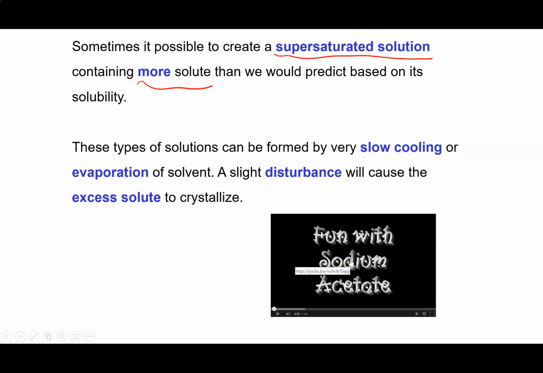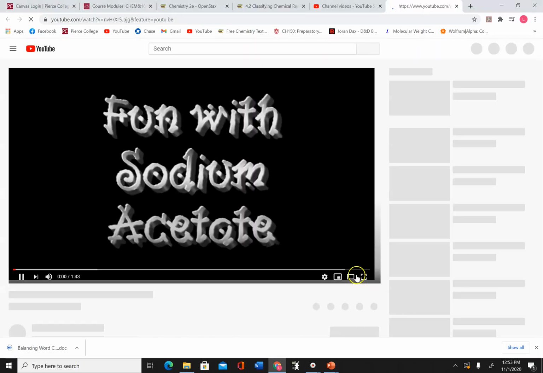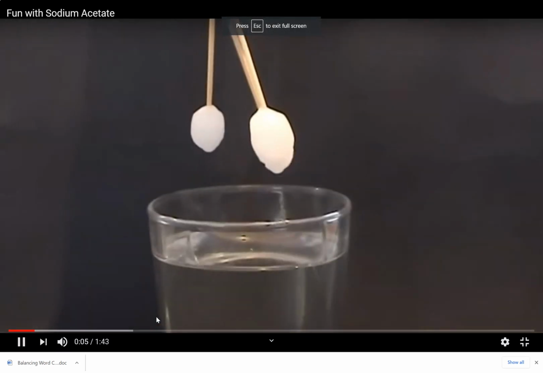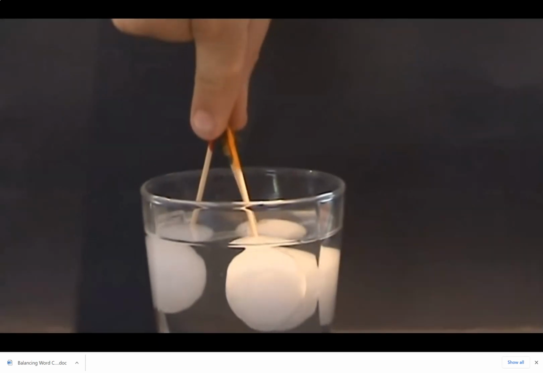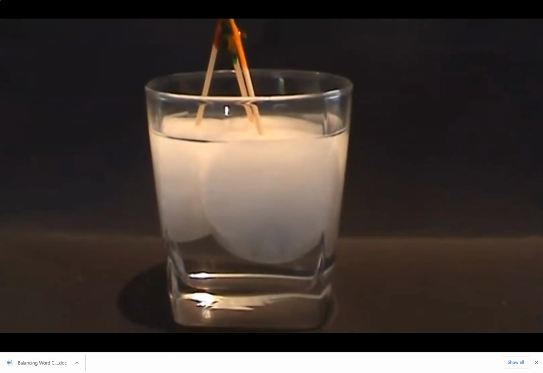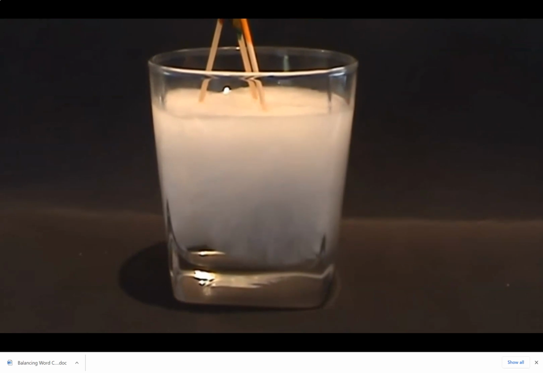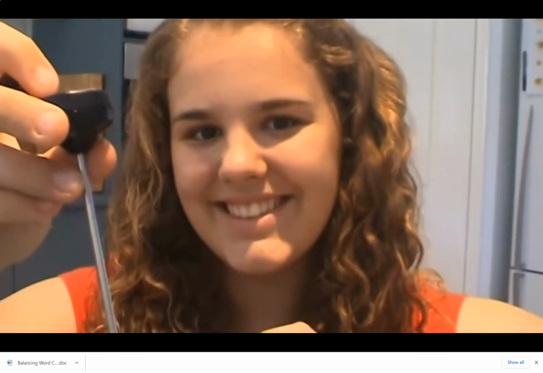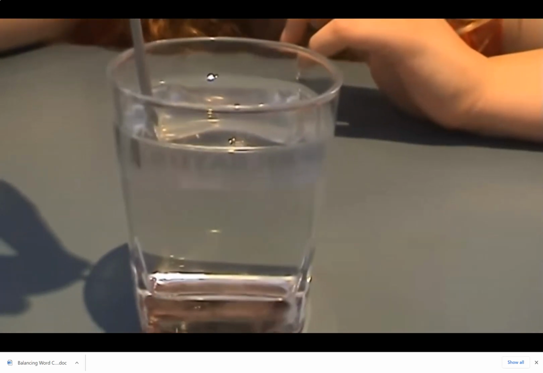So I'm going to try and play this video to illustrate this now. Let's see if this works. So what's happening here is we have a supersaturated solution of sodium acetate, and you can see putting the toothpick in there causes the excess solute to crystallize out. And the cool thing about this is it gets hot.